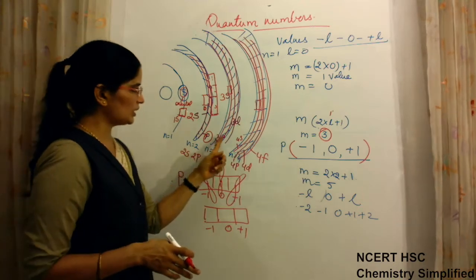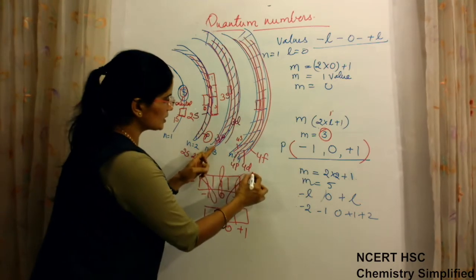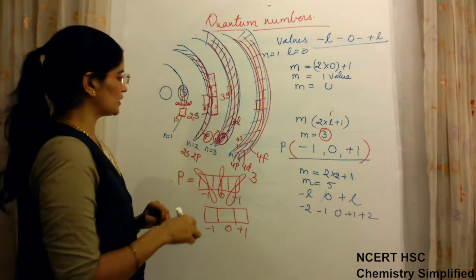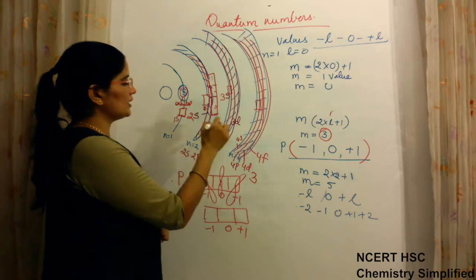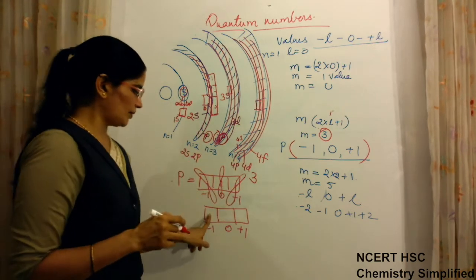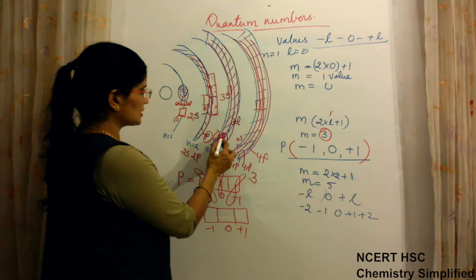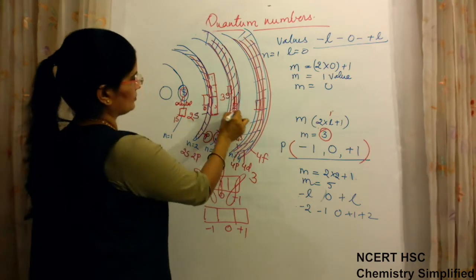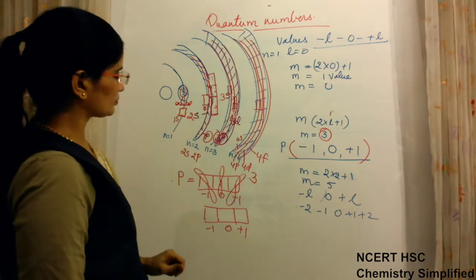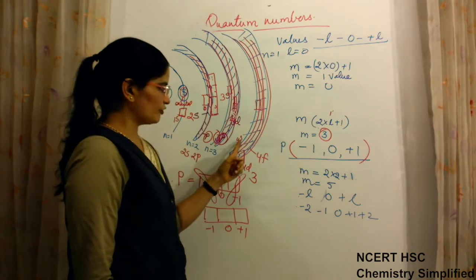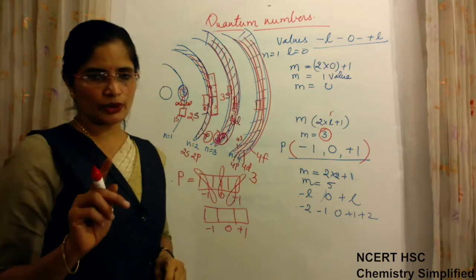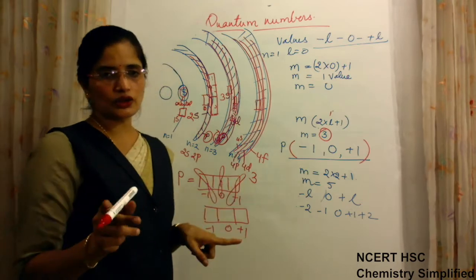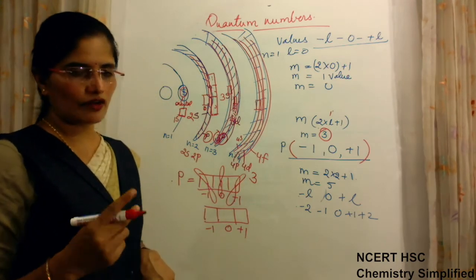Clear? In 3p also, this 3 indicates the shell number, this p indicates the subshell, and inside the p there will always be 3 orbitals. So 3p will also have 3 orbitals like this. Same with 4s: when there is 4s, there will be only one orbital. Inside 4p, there will be 3 orbitals inside the p subshell.